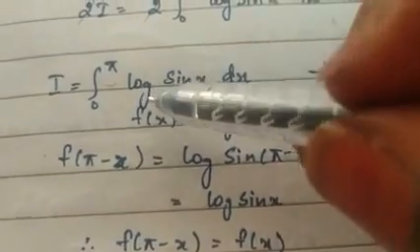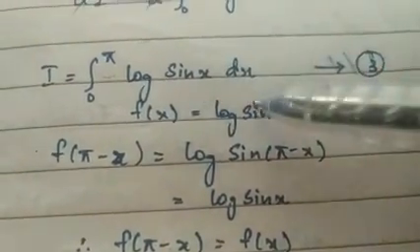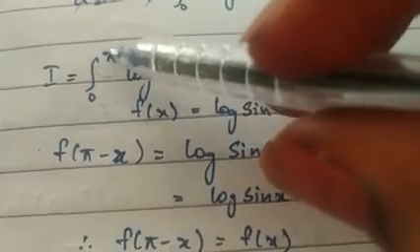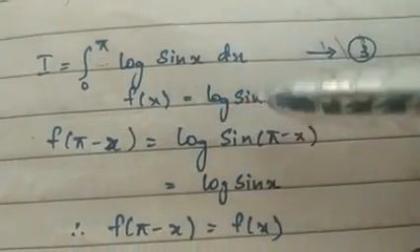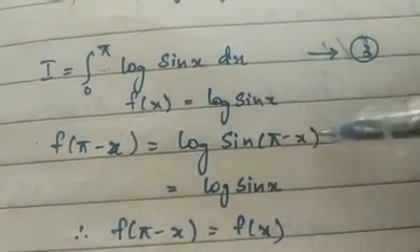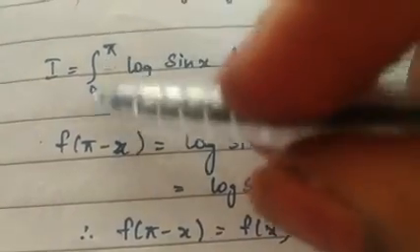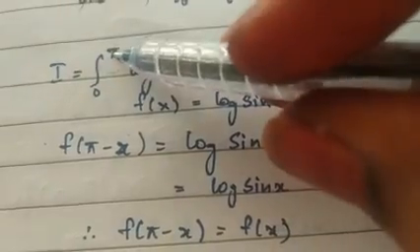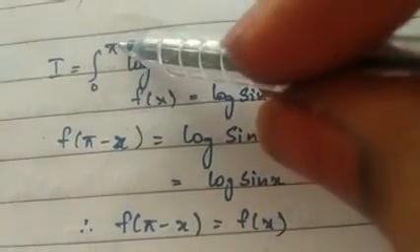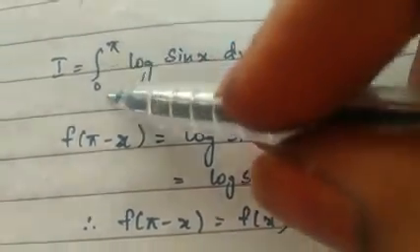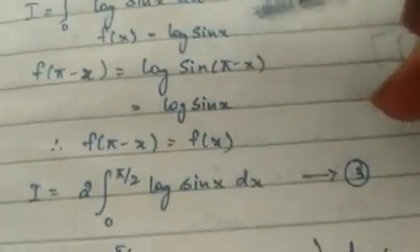Therefore, consider this to be f of x. Therefore, it is log sin x. F of 2a minus x, that is pi minus x. When you substitute log of sin of pi minus x, you are getting the same result. If you are getting the same result, this can be written as 2 times integral 0 to pi by 2. 2a will convert to a. Therefore, 2 times integral 0 to pi by 2 log of sin x dx.